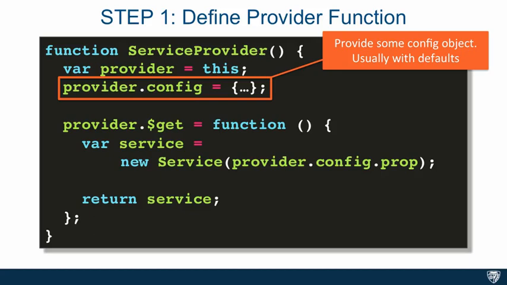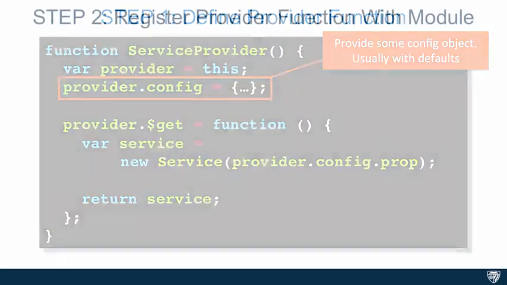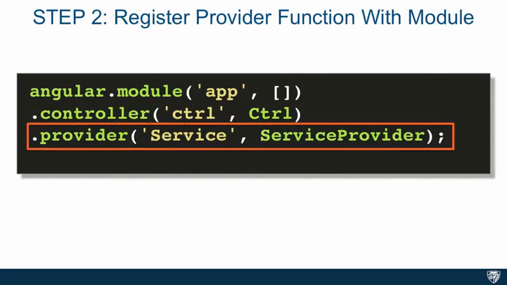So in this case, we're saying provider.config, which means the config property again is sitting on the instance of service provider, and it equals some object literal that, for example, can have a prop property in it. Step 2 is to register the provider function with the module. And the way you register the provider is very similar to the controller, the factory, and the service. You just say .provider, it's a method on the module instance, and you supply the name of the service that the provider will produce and the service provider function that has a $get as part of its properties.